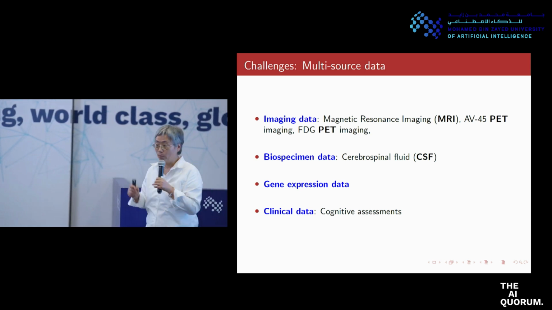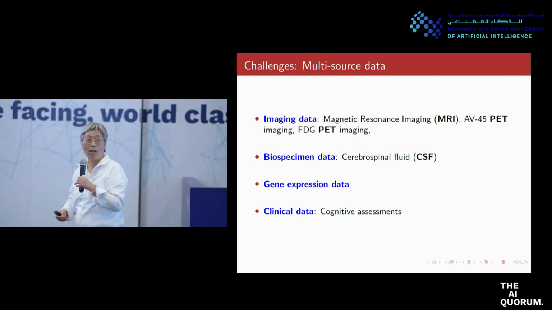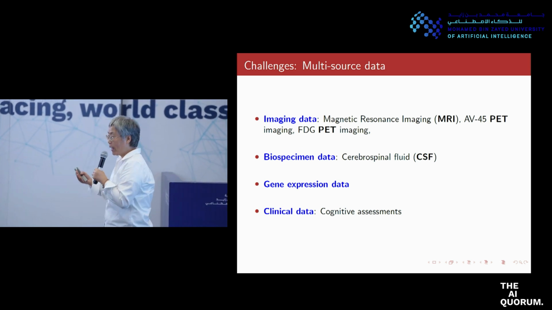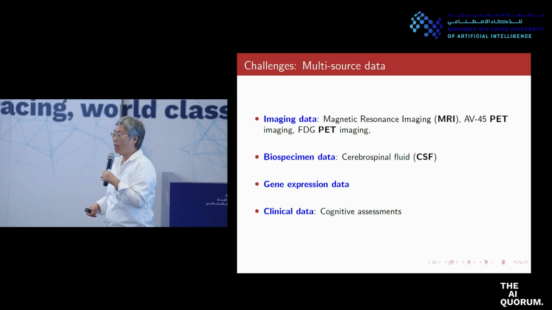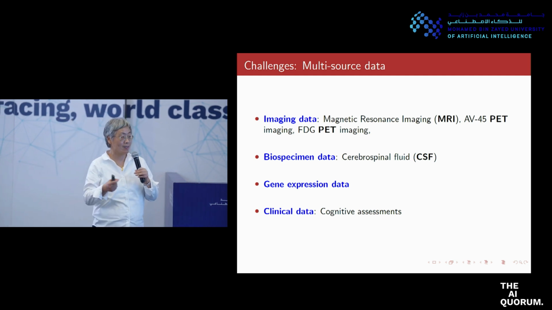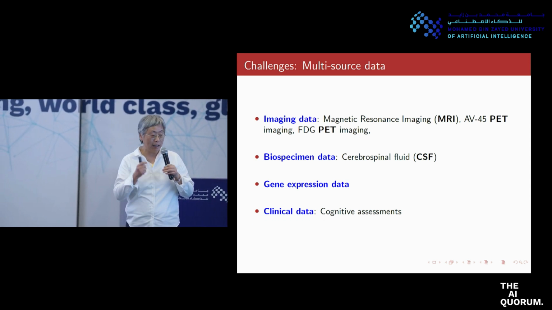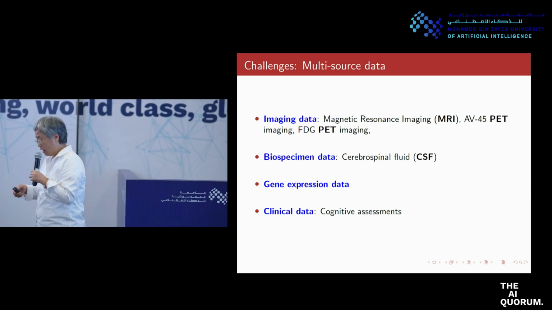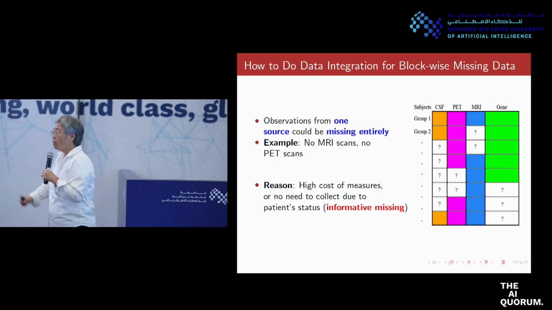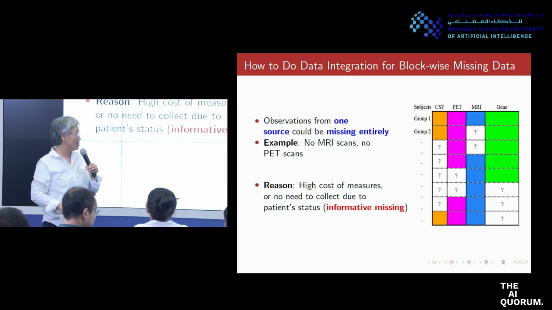We have multi-source data. Also, people sometimes call it multi-modality. We not just have imaging data, MRI data, we also have PET scans, different kinds of imaging data. We also have genetic information and also the CSF, which is biospecimen data, and also clinical data, right? And interestingly, okay, this is another slide. Not every subject has all the measurements. This is just exactly what Martin said, right?